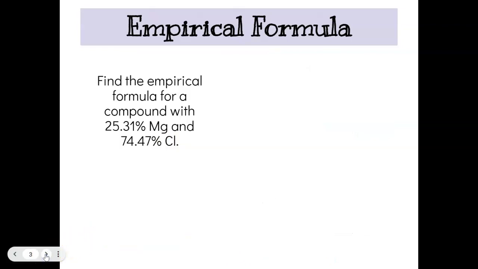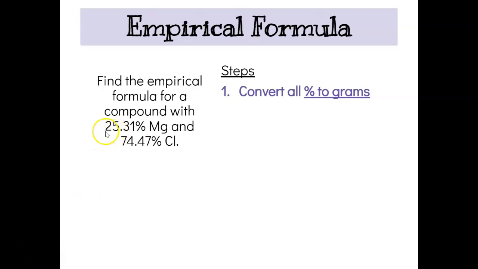So let's look at an example and look at the steps of how we do this. This question says, find the empirical formula for a compound with 25.31% magnesium and 74.47% chlorine. Well, what are we going to do? These are the steps we're going to follow. Step 1: we are going to convert all of our percentages to grams. In this case, we will assume we have 25.31 grams of magnesium and 74.47 grams of chlorine.